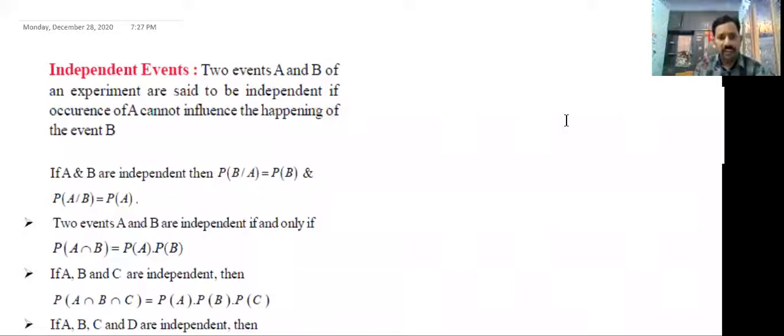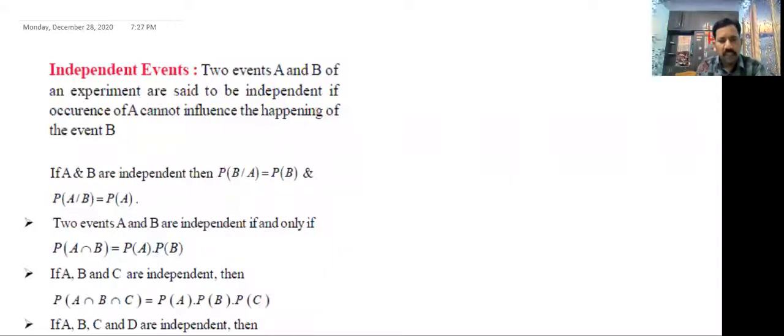In this lecture, I am going to discuss independent events. Two events A and B of an experiment are said to be independent if the occurrence of A cannot influence the happening of the event B. That means both are independent events. If the occurrence of A cannot influence the happening of the other event.